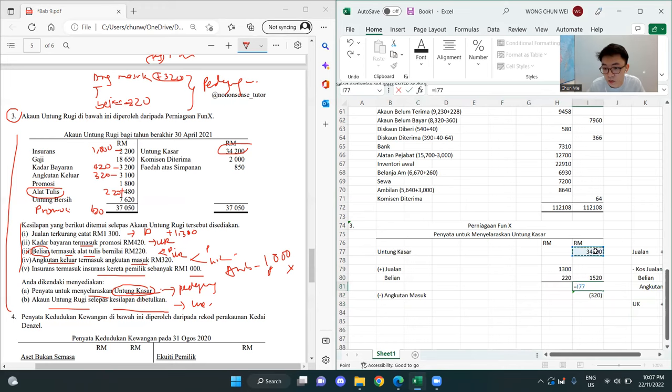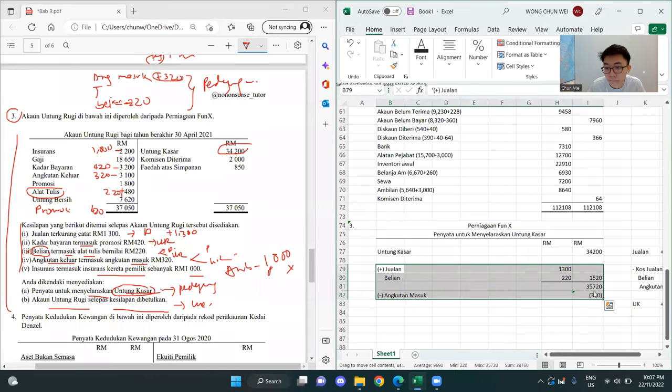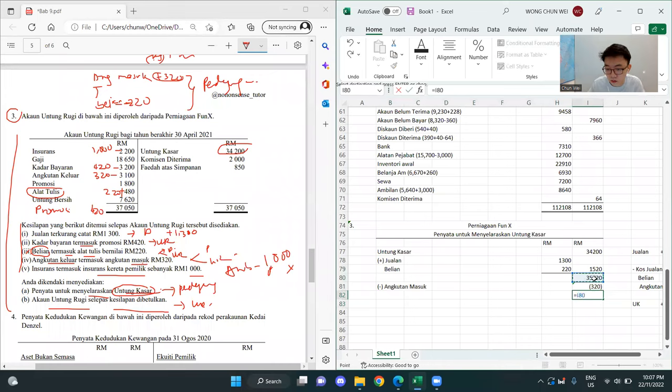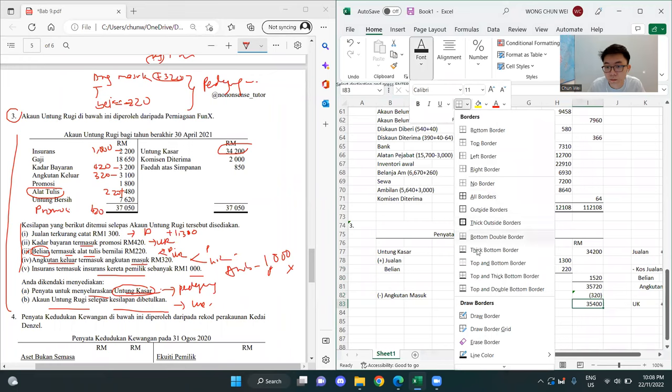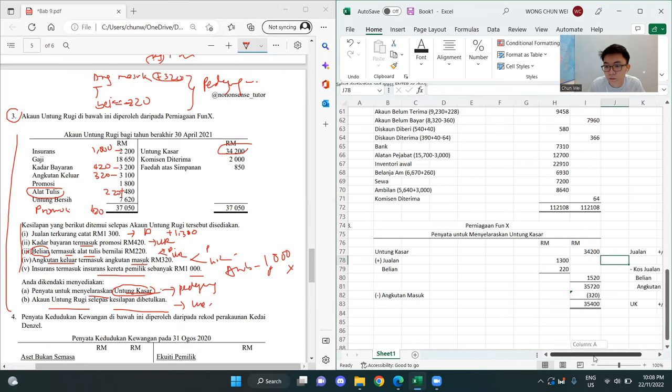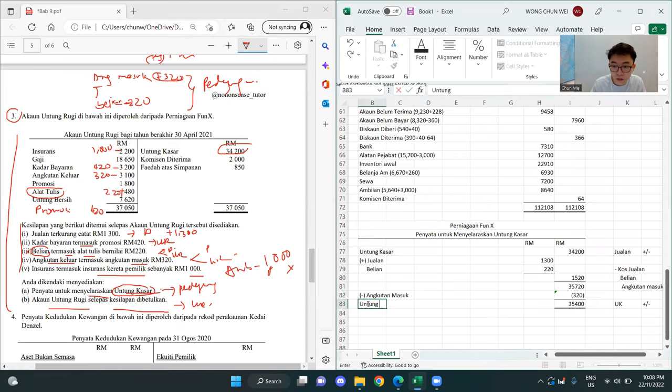Okay, so this one should plus this one. And then you minus 320 lah. Then you get the figure. This one. Three, five, four, zero, zero. See, so this is the untung kasar selepas pelarasan. Oh, selepas diselaraskan.